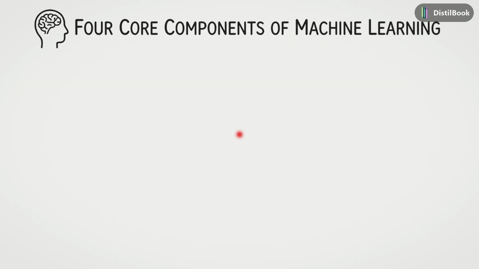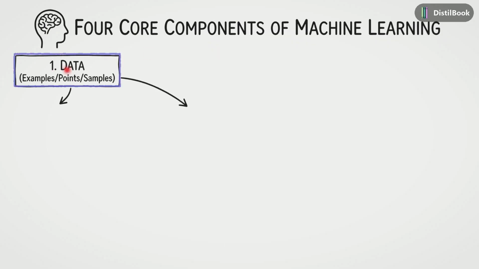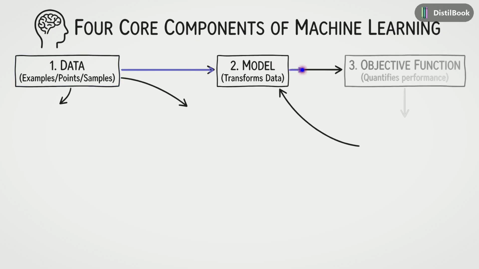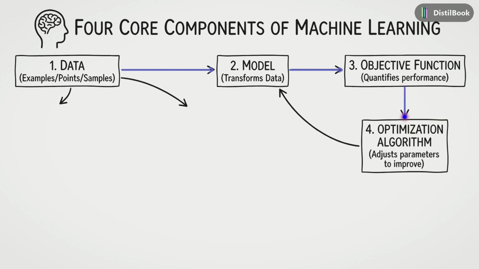Regardless of the specific problem we are trying to solve, machine learning systems almost always consist of 4 core components: Understanding how these pieces fit together is essential. First, we have the data, which contains the examples we learn from. This data is fed into the model, which transforms that data into a prediction. To know how well we are doing, we use an objective function to quantify performance. And finally, based on that score, we use an optimization algorithm to adjust the parameters and improve the system.